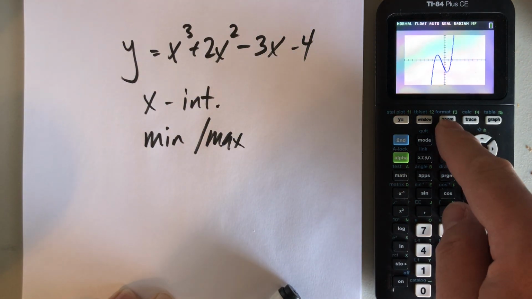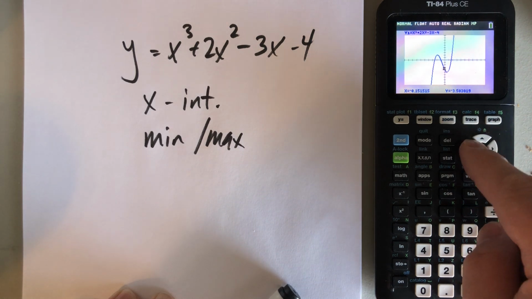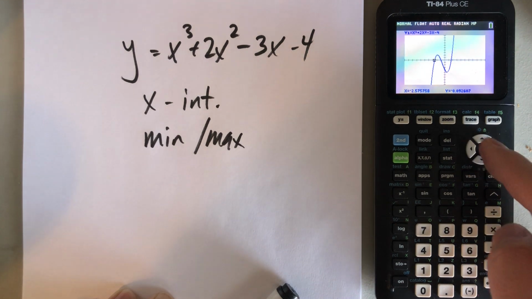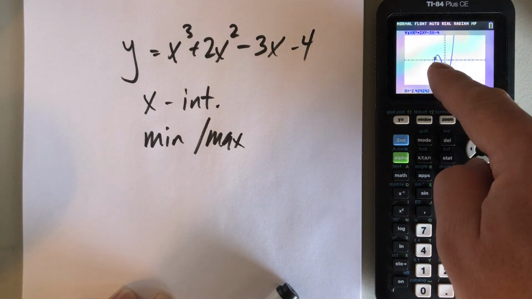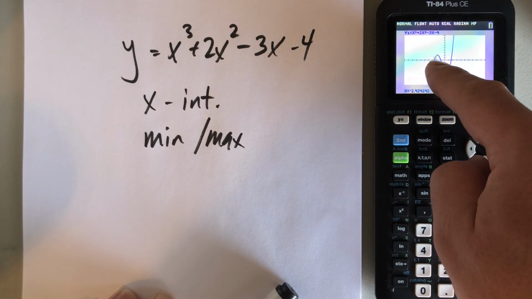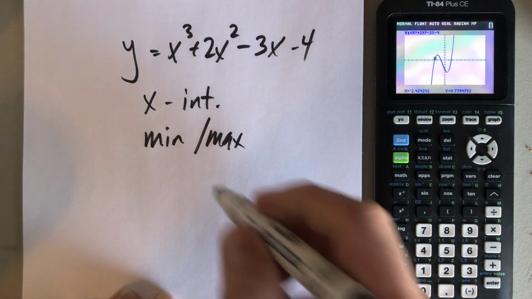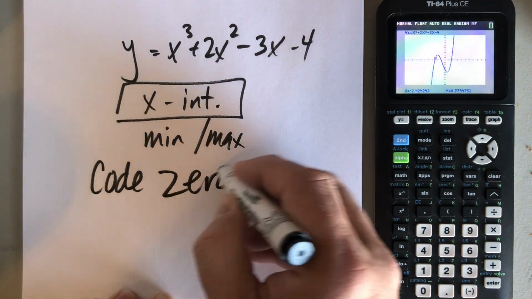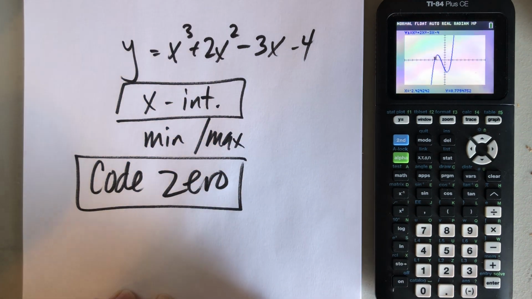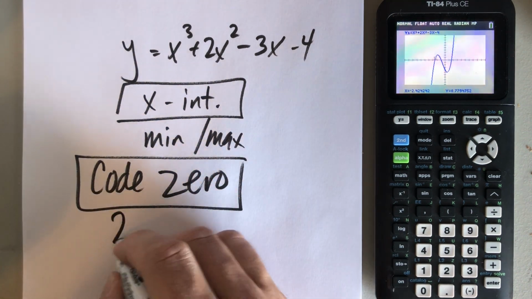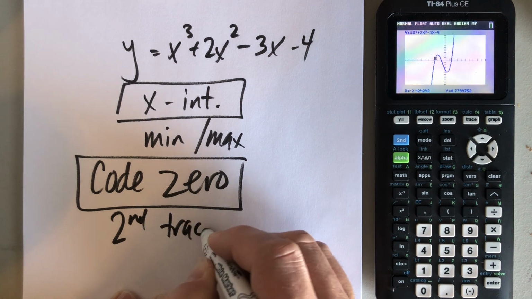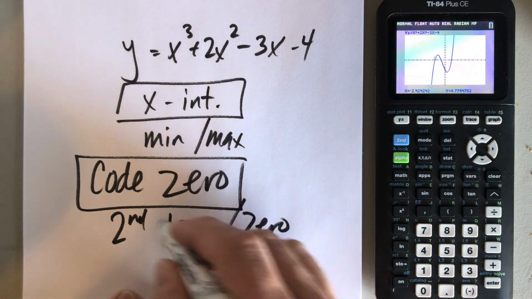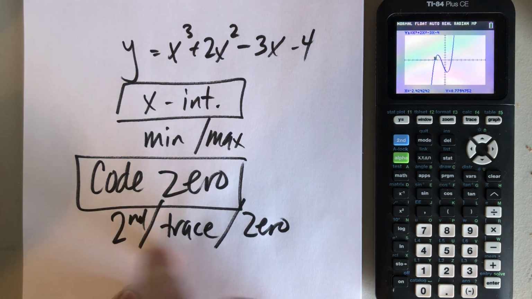So if I press the trace button, I can go up and down this curve by pressing left and right. Now, it doesn't take me exactly to the 0 right there. I want to find out what that exact number is. So there's a code for it. So this is the x-intercept, right? So I call it code 0. And the reason why I call it code 0 is because, and let's do this, second trace 0. That's why. There's those 3 steps right there.